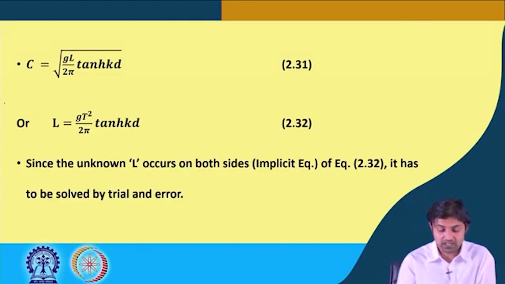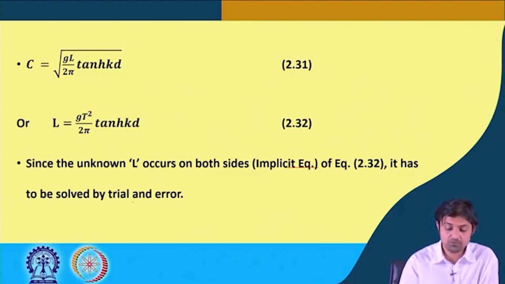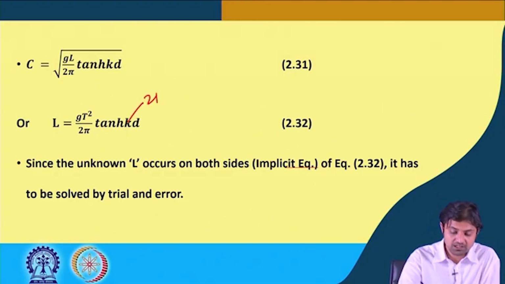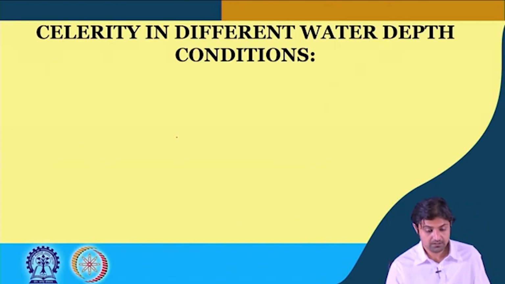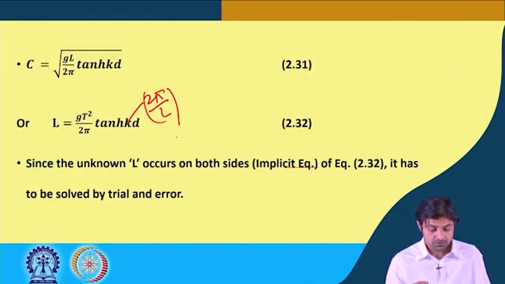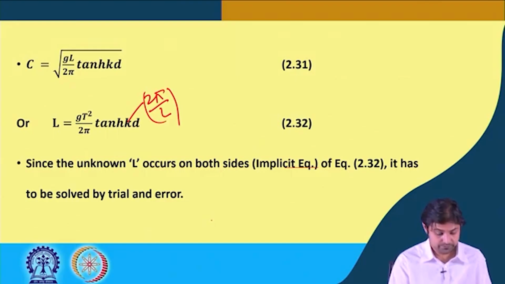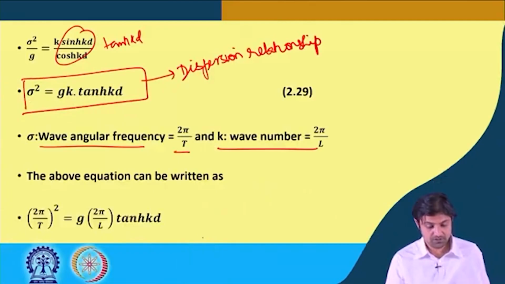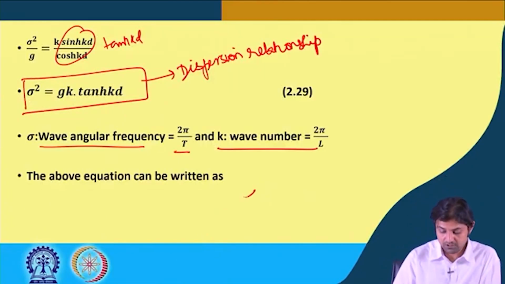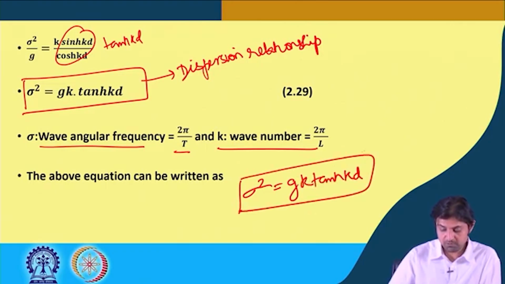Since the unknown L occurs on both sides of equation 2.32, it has to be solved by trial and error, because k is nothing but 2 pi by L. So this is the famous dispersion equation, sigma square is equal to g k tan h k d, which you must remember.